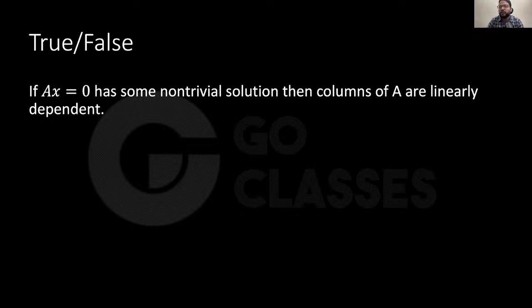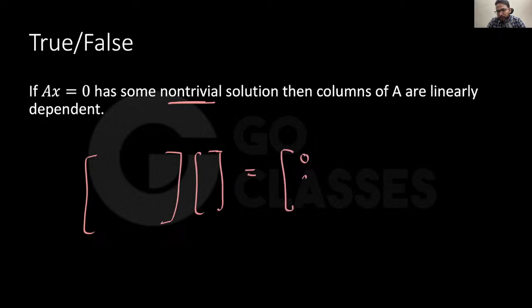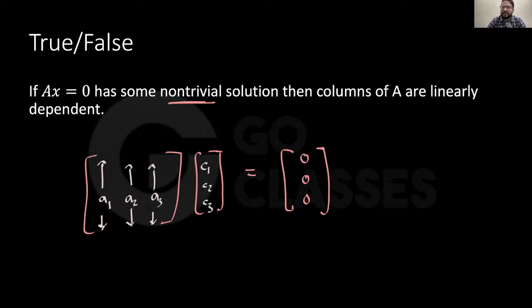Okay, so most of you are saying true. Let's see if it is true. If Ax equal to 0 has some non-trivial solution, what does this mean? Let's first understand what Ax equal to 0 is. This is A, this is x, and this is 0, everything is 0. Let's suppose this vector is small a1, this vector is small a2, this vector is small a3. These coefficients could be x1, x2, x3, or c1, c2, c3, anything. Let's suppose this is A, this is x, this is 0.